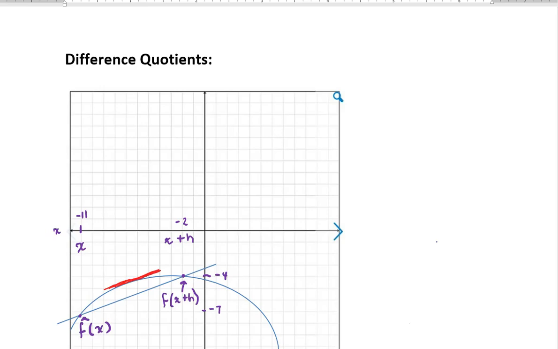All right, this is section 2.2. We are talking about the algebra of functions, and this is part 2. We're going to talk specifically about the difference quotients.